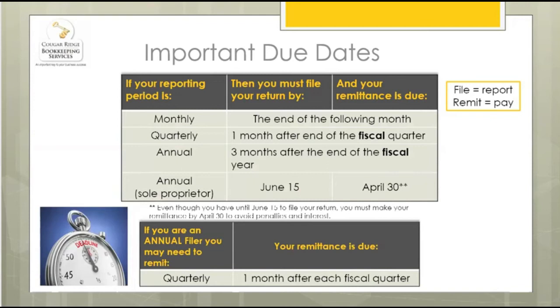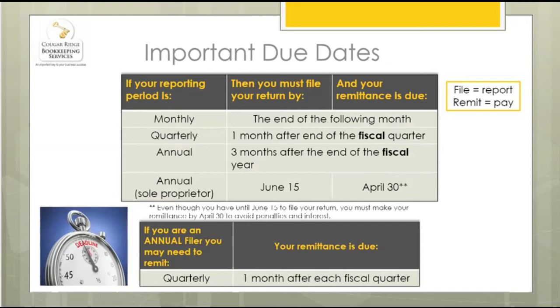If you decide to stay as an annual filer, then you have 3 months after the end of your fiscal year in which you must file, so report, and remit, pay. So you've got 3 months. So if you go from January 1st to December 31st, you've got until March 31st to file and pay for your GST.